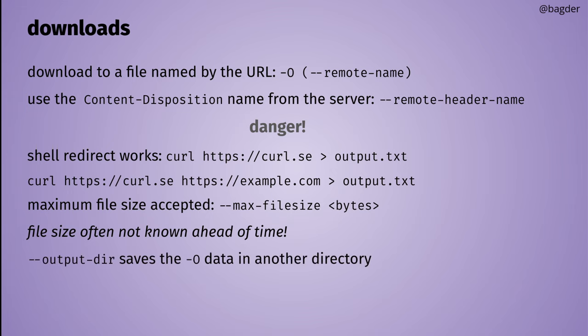Some other fun option often used in combination with --O is the --output-dir option. The --O saves in your current directory by default. So where you run curl, it will save the file. That's kind of inconvenient sometimes. Then you can use the --output-dir option that says, instead of saving it here in my current directory, save it over there in that other directory. Let me show you.